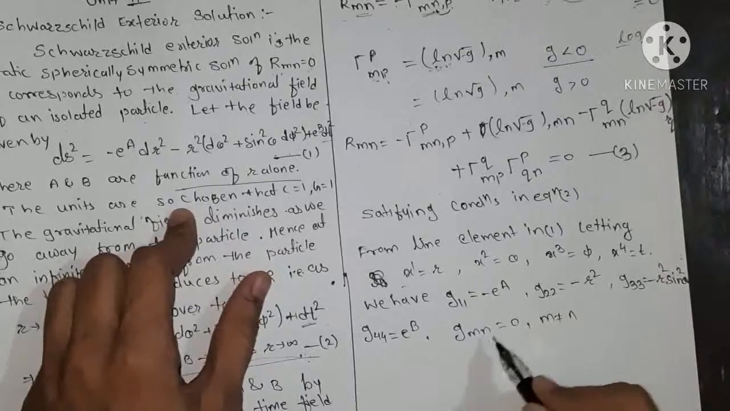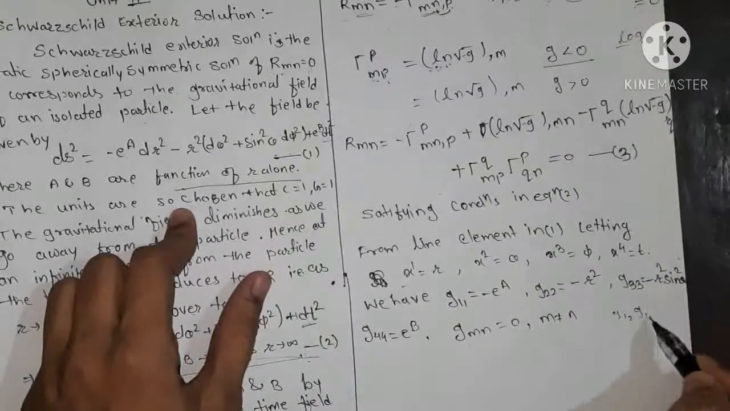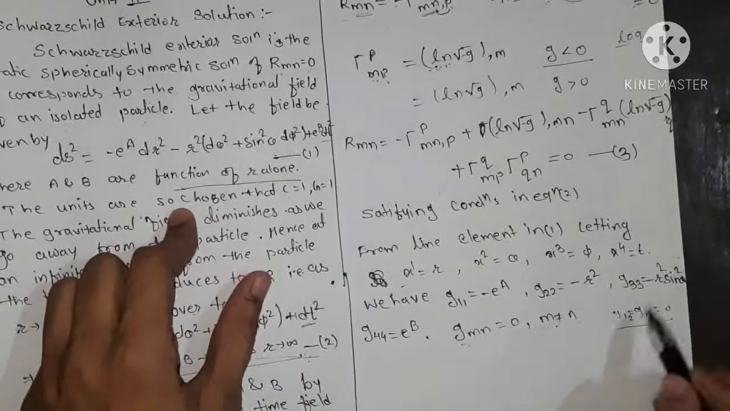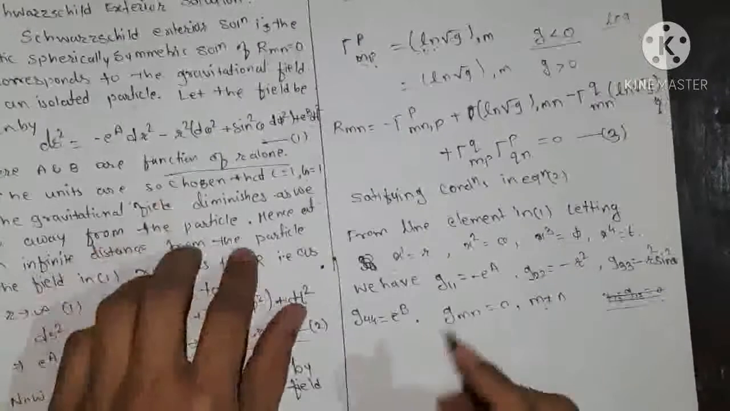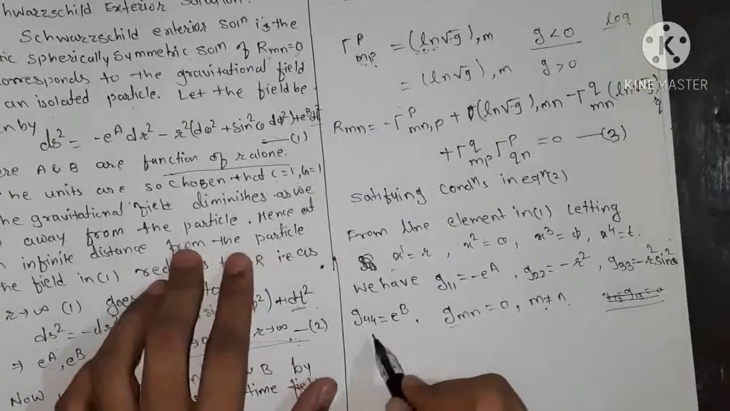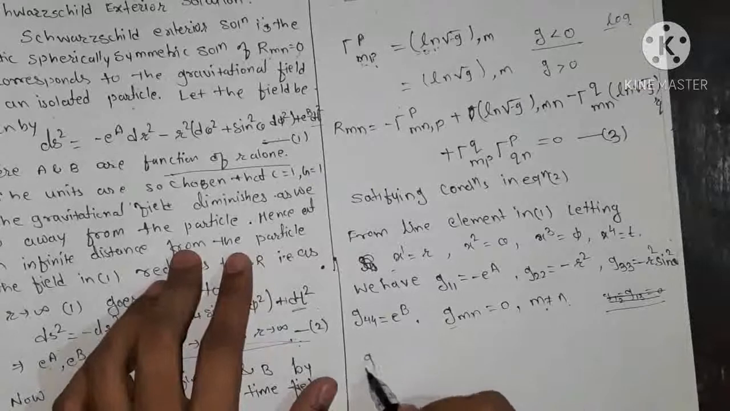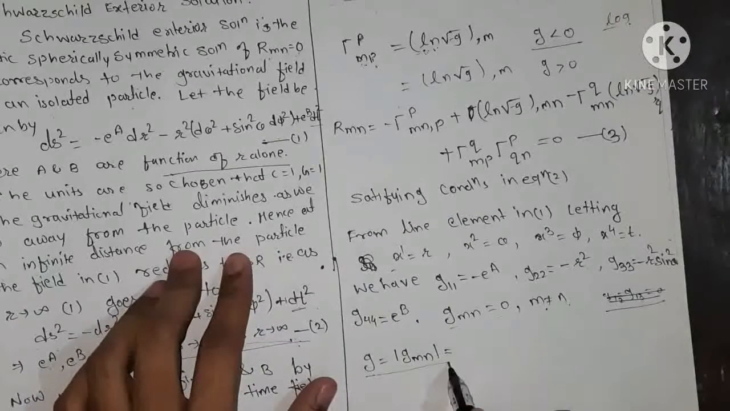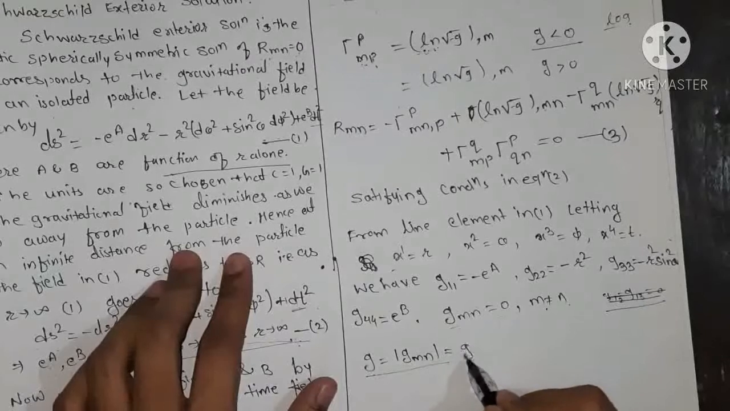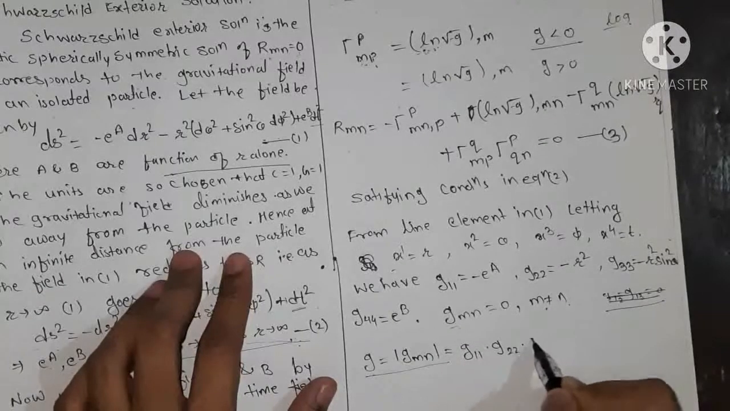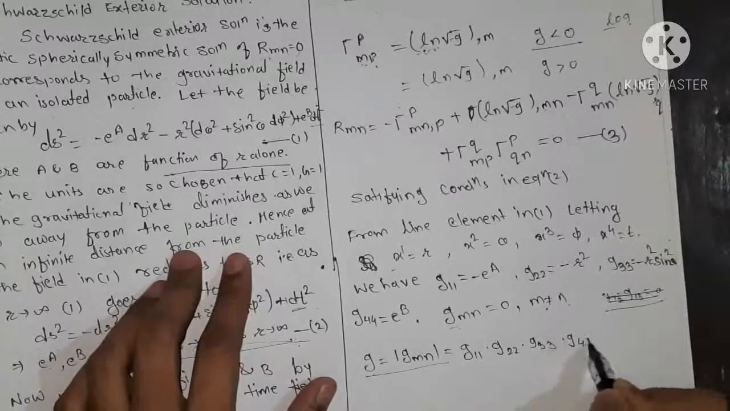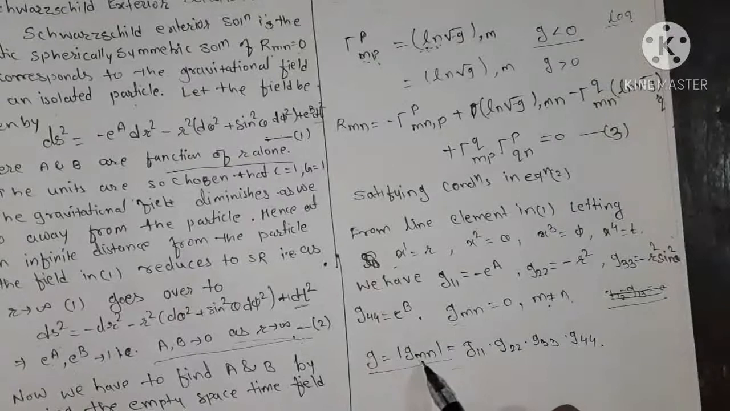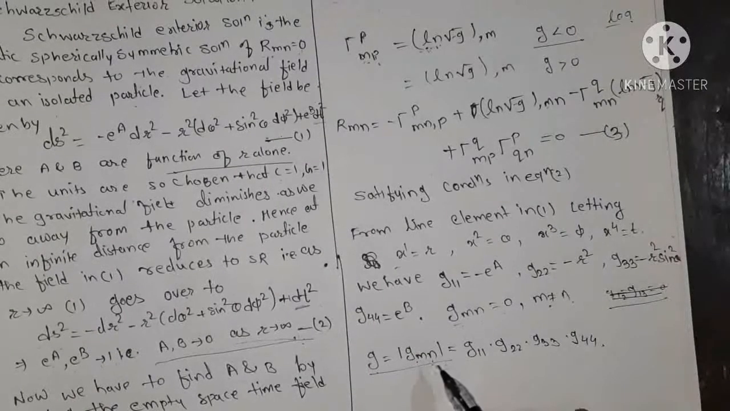So when m is not equal to n, that is g12, g13 and so on, these are all 0. Then we compute g, which equals the determinant of g_mn. The determinant of g_mn equals g11 into g22 into g33 into g44, because all the non-diagonal elements of the matrix formed by g_mn are equal to 0.